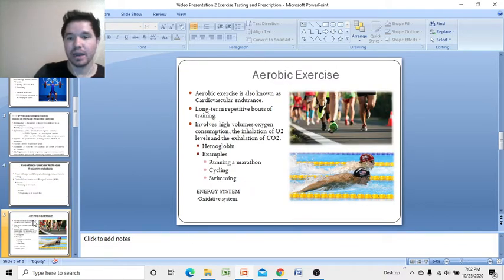Aerobic exercise is also known as cardiovascular endurance. Long-term repetitive bouts of training involve high volumes of oxygen consumption, the inhalation of O2 and exhalation of CO2. This type of exercise helps improve the hemoglobin response. Examples are running a marathon, cycling, and swimming, and the energy system involved is the oxidative system.